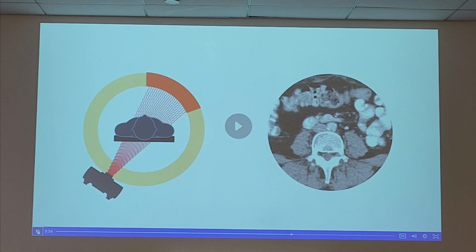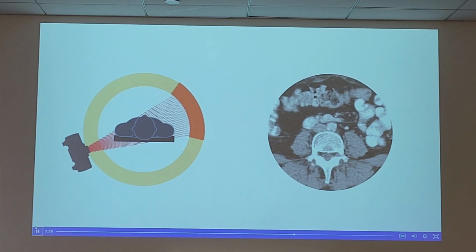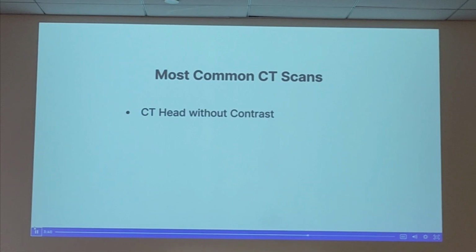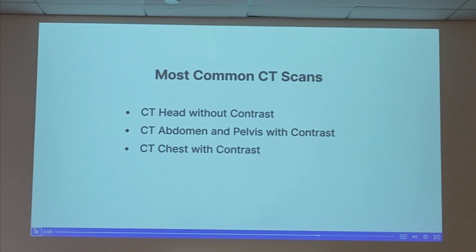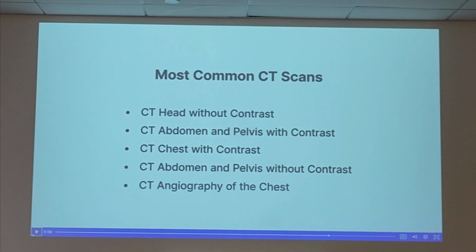Otherwise it might blend in with the surrounding structures. CT is really pretty popular. The most common CT examinations ordered across all medical settings include these 5 exams. CT head without contrast, usually for trauma or some unknown pathology of the brain. Also CT abdomen and pelvis with contrast for a variety of indications. CT chest with contrast. CT abdomen and pelvis without contrast, especially for renal stone. And then finally CT angiography.